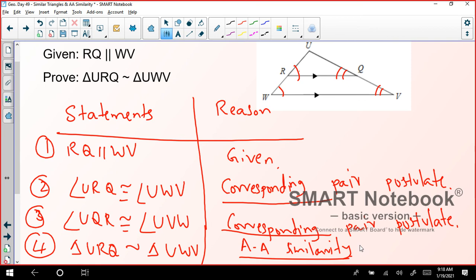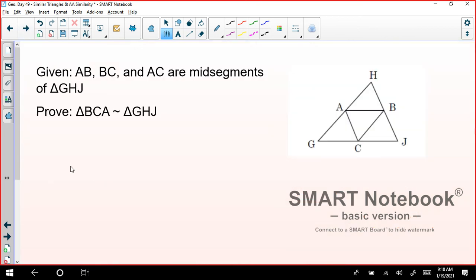Okay, let's see one more proof, then I'll give you time to work asynchronously. They have given AB, BC and AC are the mid segments. AB, BC, AC are mid segments of triangle GHJ. And we have to prove triangle BCA is similar to triangle GHJ. Okay, I will just work this out. Statements and reasons.